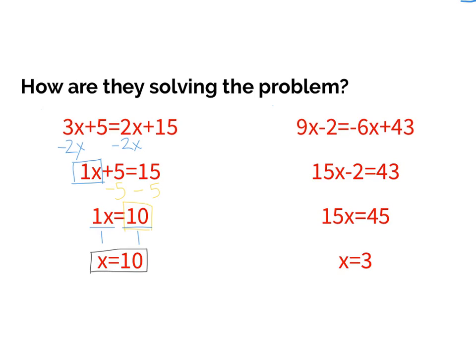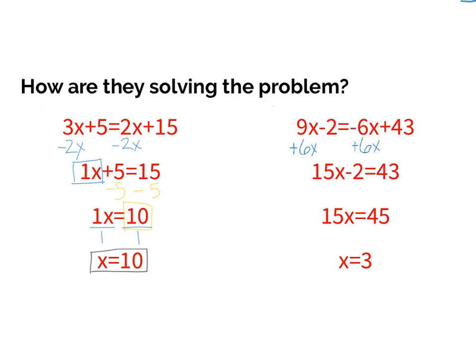Now, you don't have to divide by 1. You could just recognize that 1x equals 10 is the same thing as x equals 10, because when there is no coefficient in front of the variable, that means that it's 1, which means if there's a 1 in front of it, you do not have to write that coefficient.